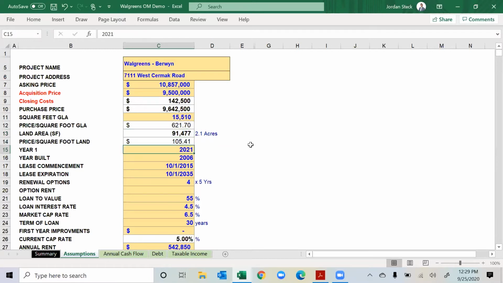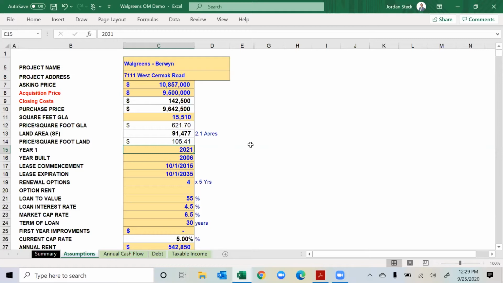So, and then the land price is probably a reasonable amount, because that's just about what land is going for over there. Right.